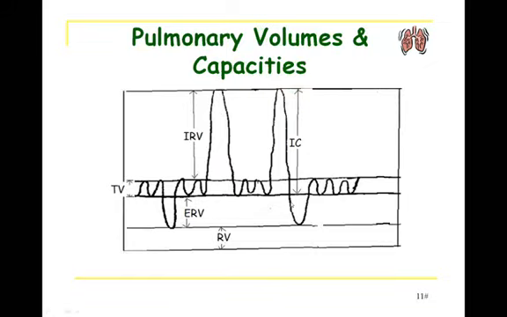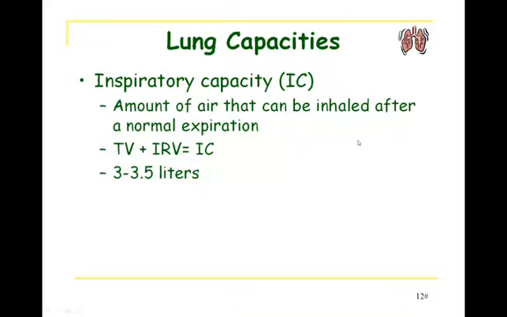How capacities differ from a volume is that capacities are composed of 2 or more lung volumes. The first capacity that we're going to talk about is your inspiratory capacity, or your capacity to inspire. It includes 2 of your volumes: the tidal volume and the inspiratory reserve volume. To measure this, after a normal exhalation, take as much air in your lungs as you possibly can. You're going to expand that rib cage, use all those accessory muscles of inspiration, and get all that air in the lungs as you possibly can. That inspiratory capacity is defined as the amount of air that can be inhaled after a normal expiration. So you'll see it's composed of your tidal volume and your inspiratory reserve volume. It averages anywhere from 3 to 3.5 liters.